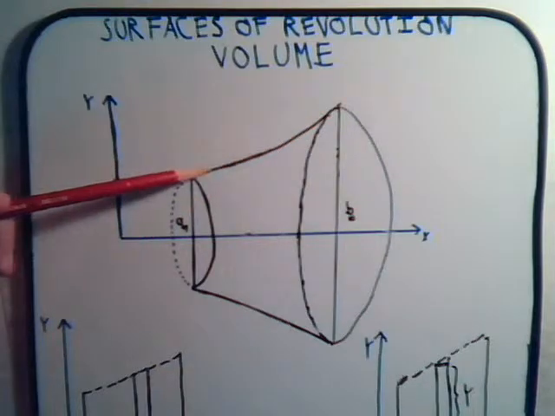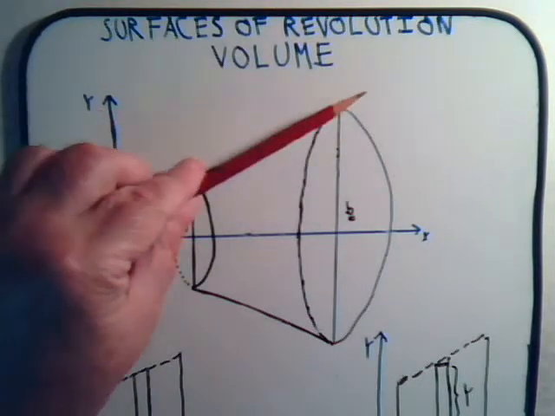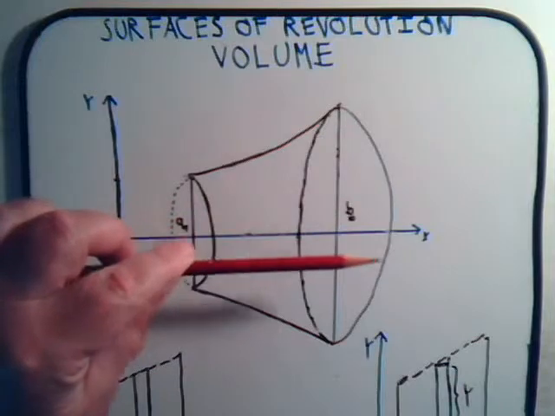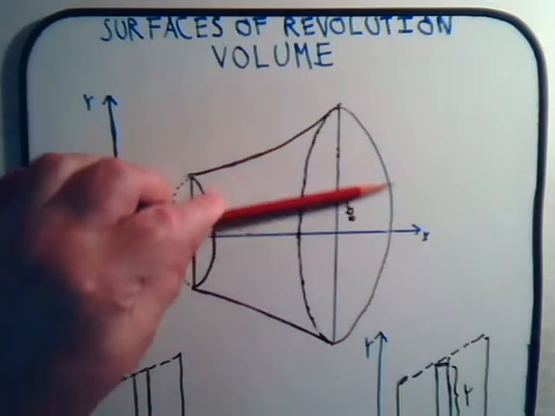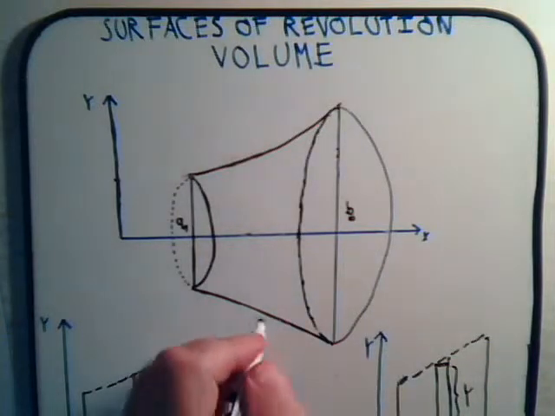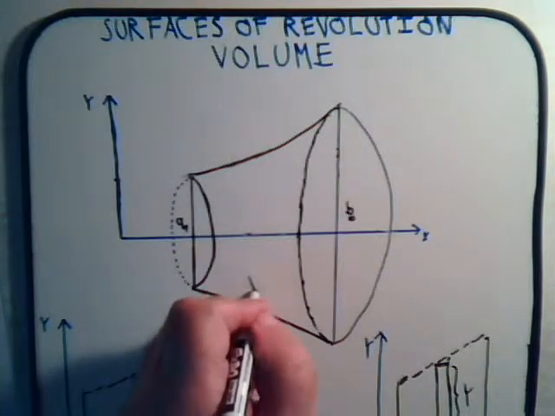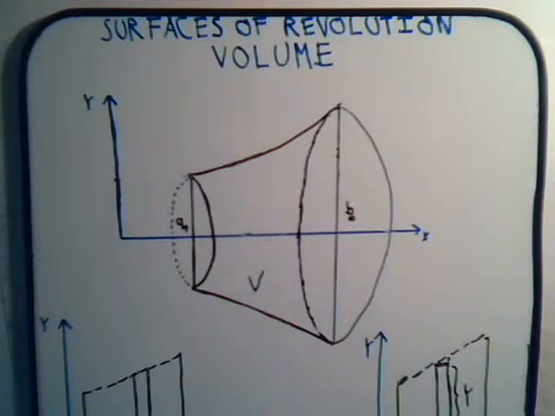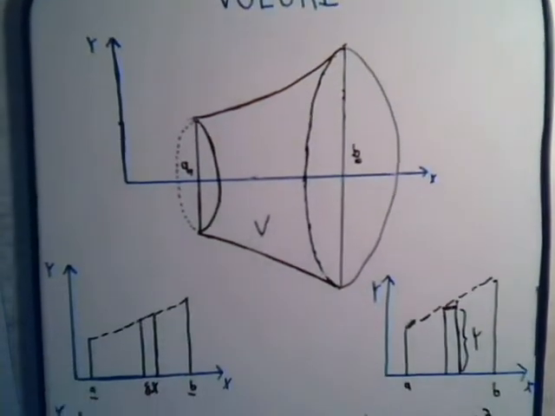Suppose we took this curve and rotated it about the x-axis so that we generated a solid three-dimensional figure that might look something like this. And we want to find the volume of this three-dimensional figure. To go about that, let's look at the problem like this.